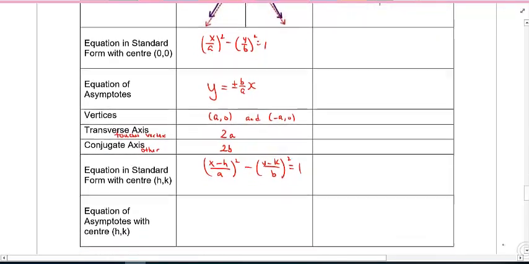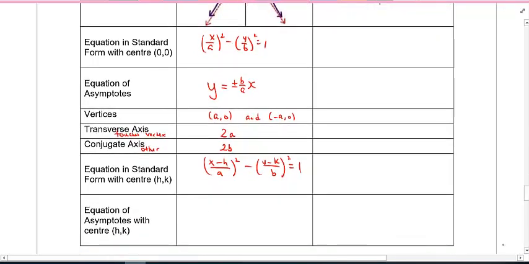Done. And the asymptotes are a little bit different because then we have a different point. So y minus k equals plus or minus b over a times (x minus h). This is the point slope form. If you don't like that, you can just write it like this instead and move the k to the other side. And there you have it. Okay.